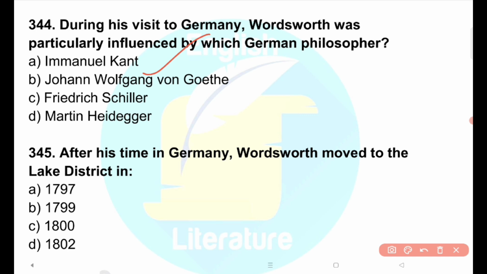After his time in Germany, Wordsworth moved to the Lake District in... Option B, 1799. After returning from Germany, he moved to Dove Cottage in the Lake District in December 1799.